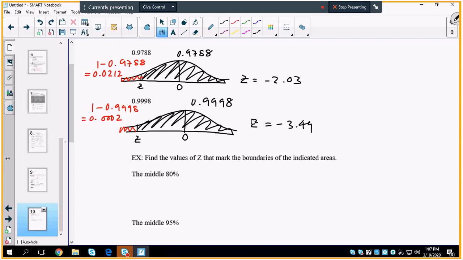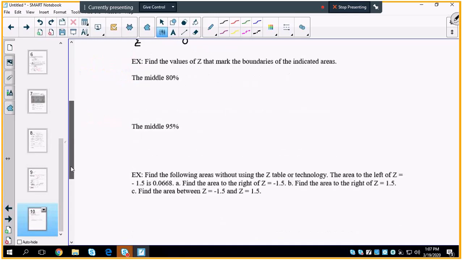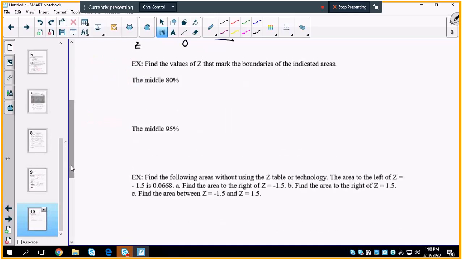Now I want the values of z that mark the boundaries of the indicated areas, the middle 80%. So now you want to talk about the middle 80%. So what does that mean? Remember, this is the mean 0. You want a value here and a value here so that the central area is going to be 80%. 80% in probability is 0.8.